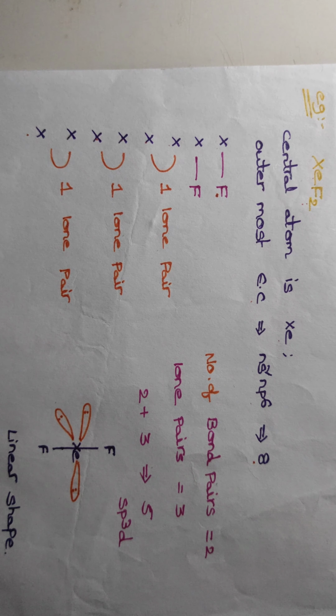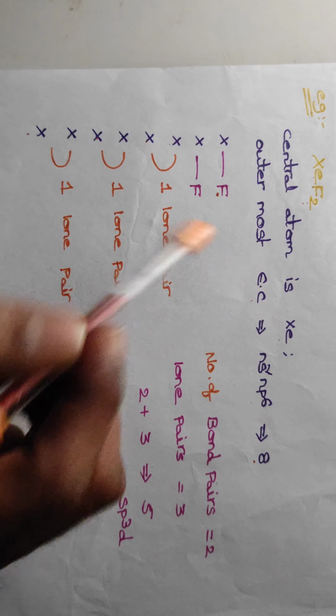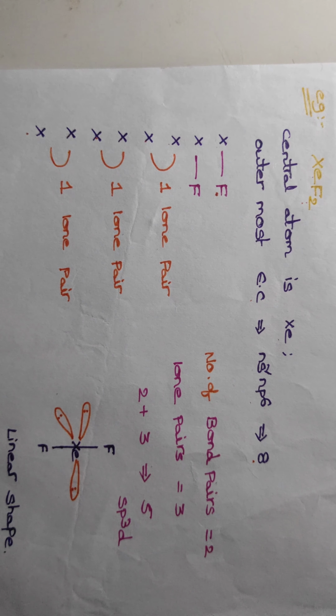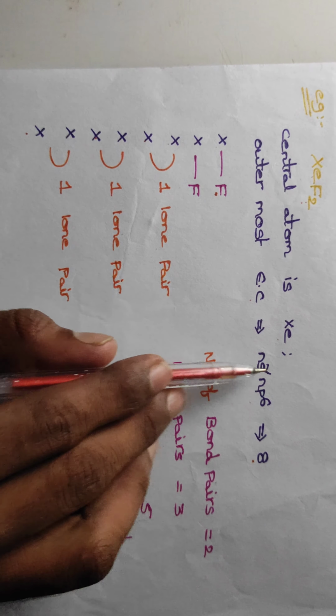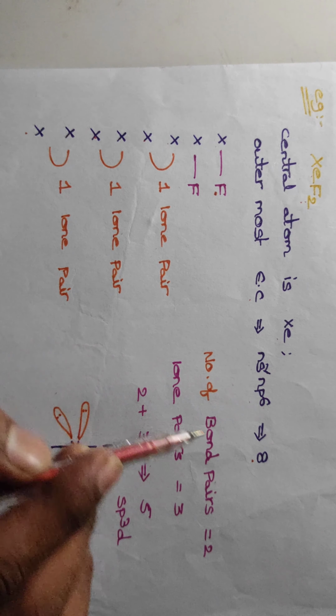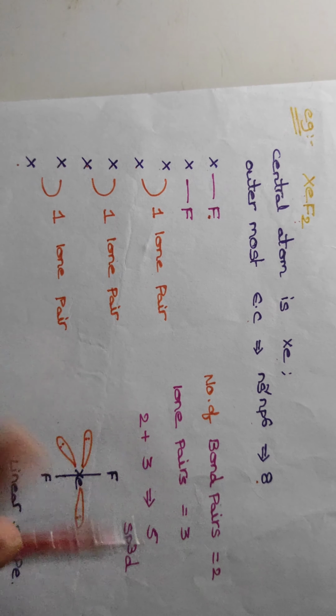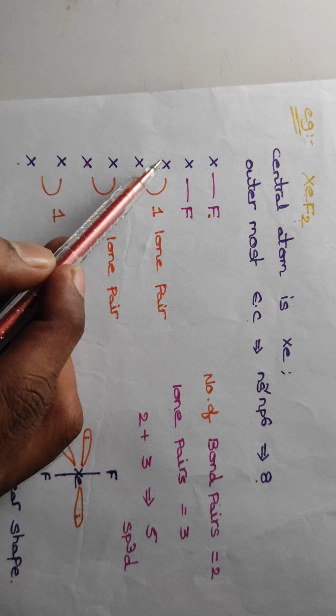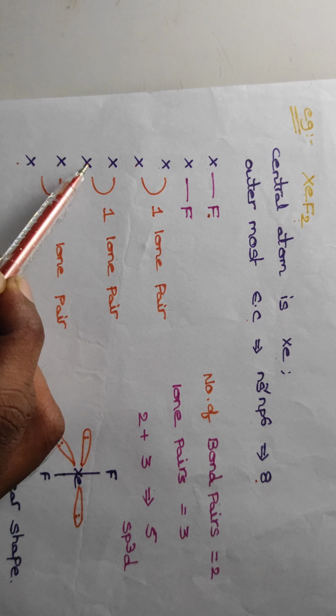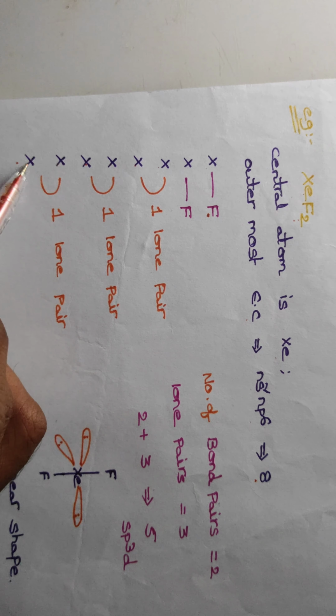If you take a XeF2 molecule, the central atom is xenon. The outermost electronic configuration of the xenon atom is ns2np6. It means 8 electrons in its outermost shell. The 8 electrons are 1, 2, 3, 4, 5, 6, 7, 8.